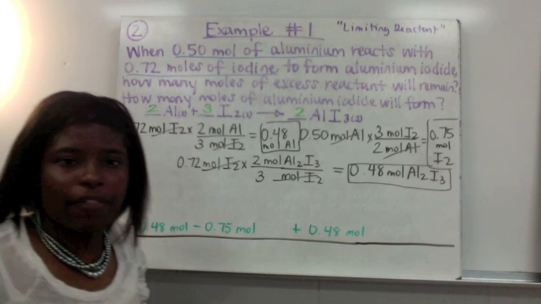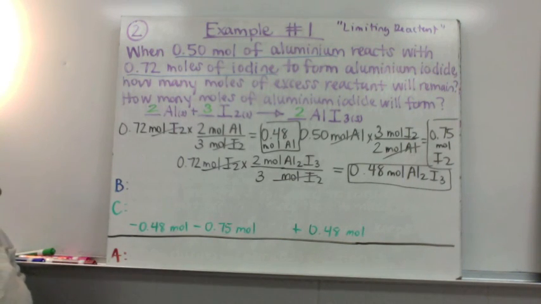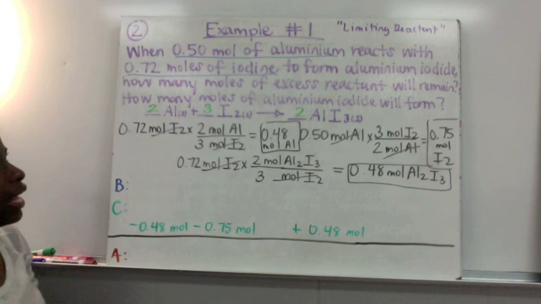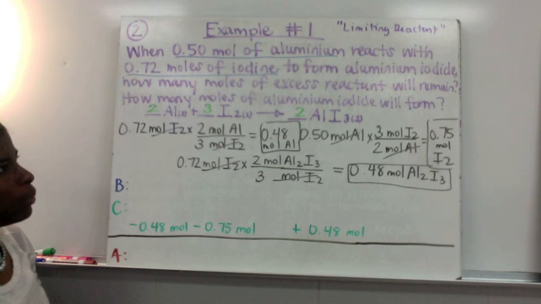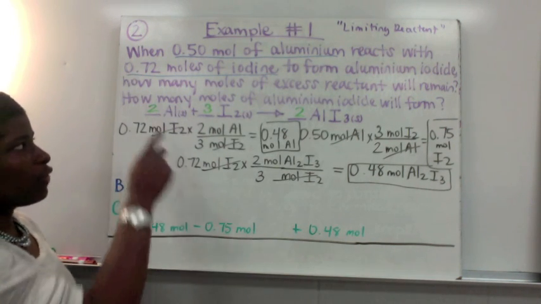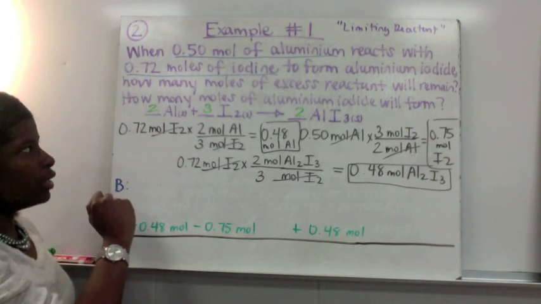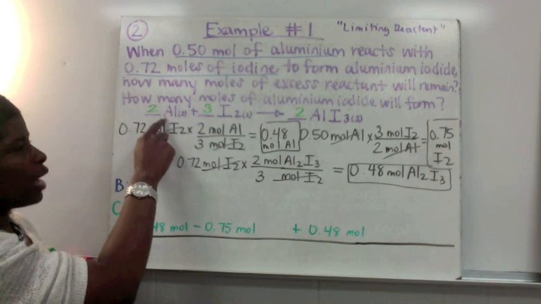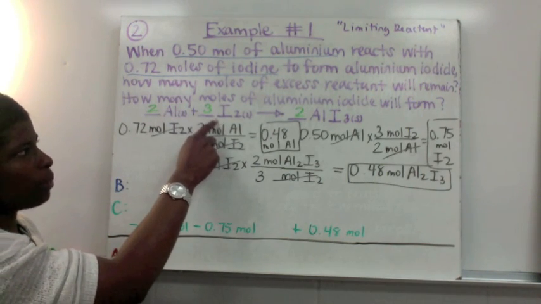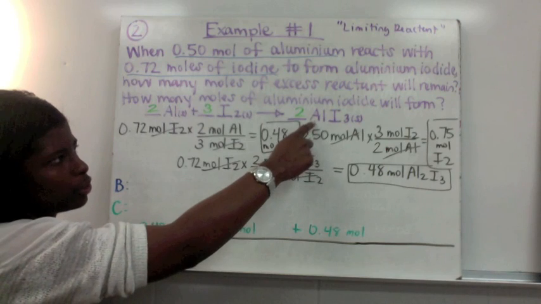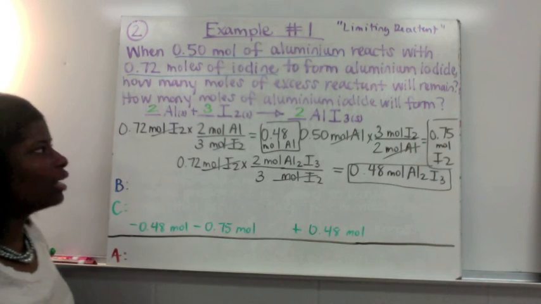So we're going to start with our first example. It says, when 0.50 moles of aluminum reacts with 0.72 moles of iodine to form aluminum iodide, how many moles of excess reactant will remain? How many moles of aluminum iodide will form? So the first step is to balance the equation. We've already done that. You have 2 atoms of aluminum for 3 molecules of iodine. That's going to produce 2 molecules of aluminum iodide.